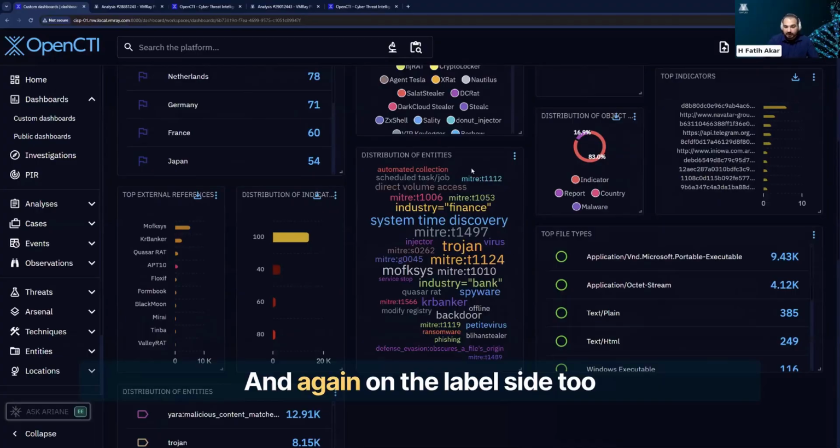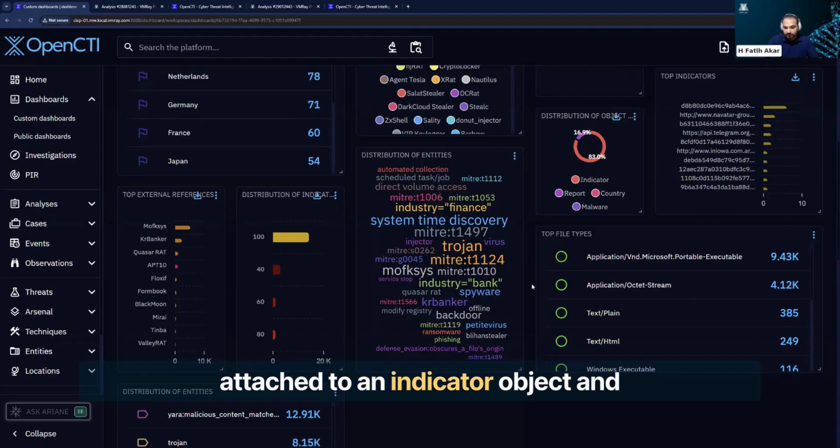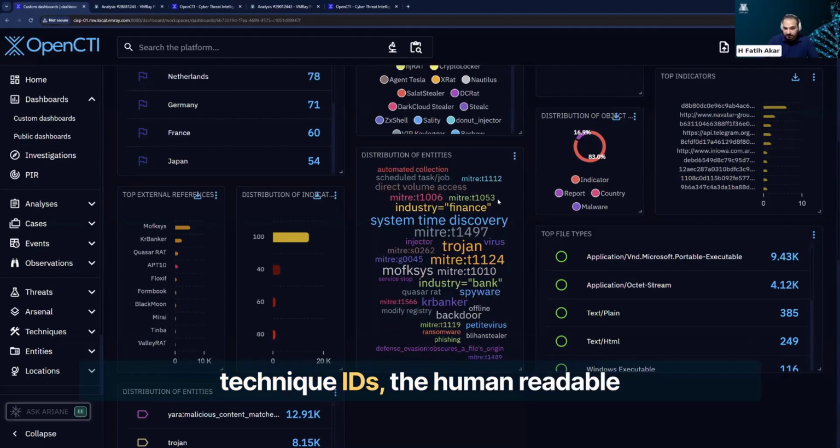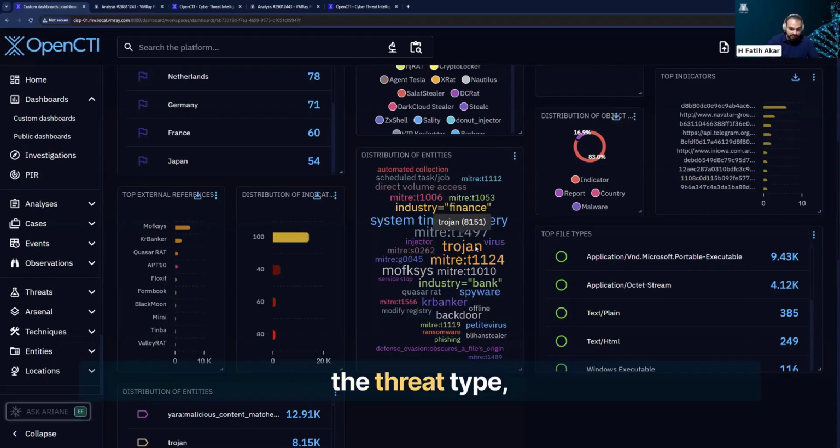And again, on the label side too, we give a lot more enrichments. These are the labels that are attached to an indicator object. In there, you can see the MITRE ATT&CK IDs, the human-readable explanation or description of what behavior this particular indicator is related to, and also the threat name and the threat type. Is it a Trojan or is it an injector?